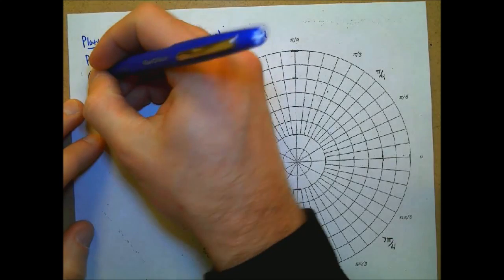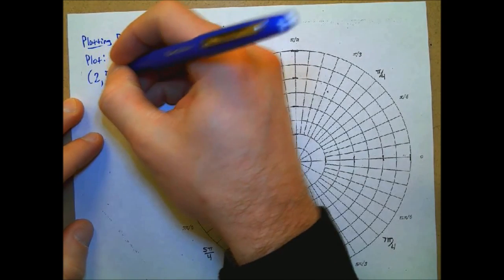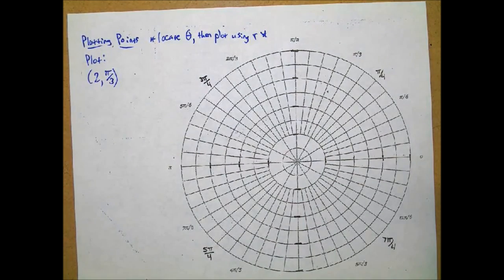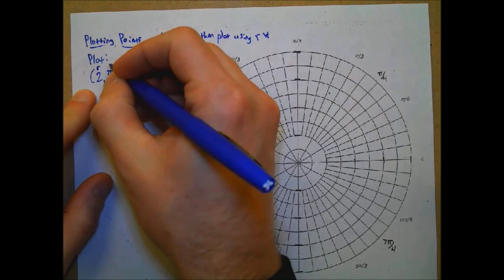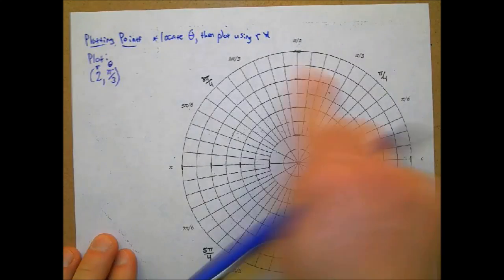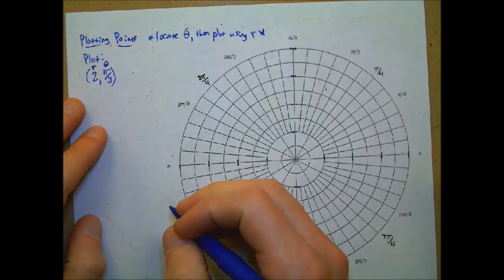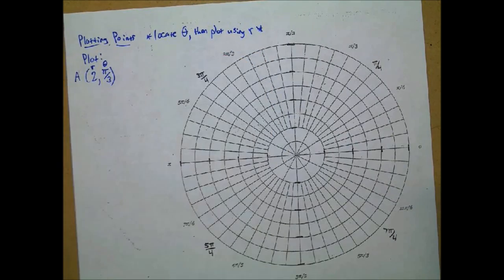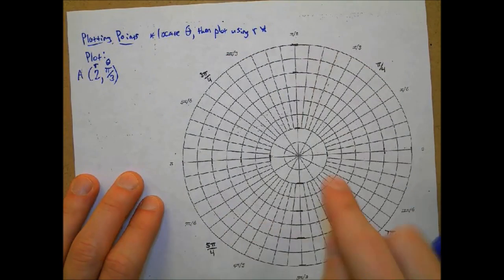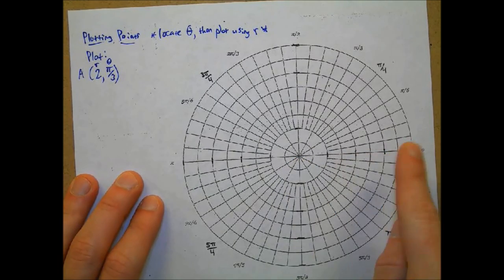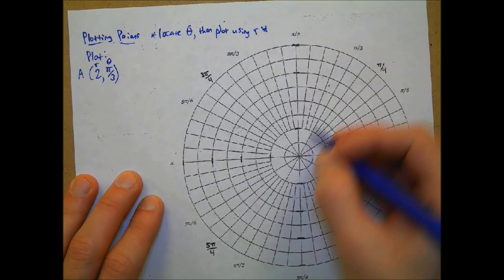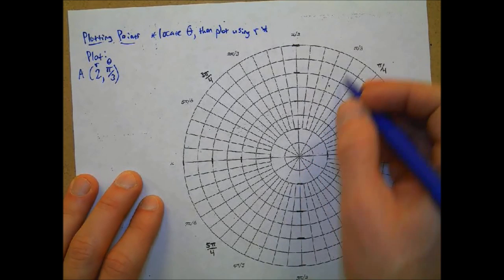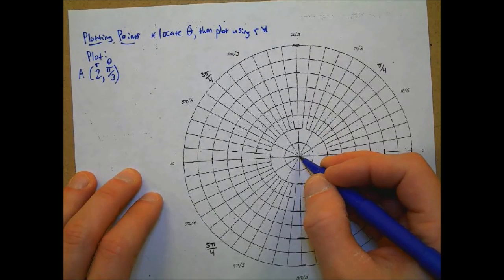So let's do (2, pi over 3). We're going to locate that point. Remember, 2 is our r, pi over 3 is our theta. Let's call this point A to make it easier. Here's our polar axis, and from our polar axis, if we rotate pi over 3, we're going to be somewhere along this line right here. This line is pi over 3. Then from the pole, we extend 2.